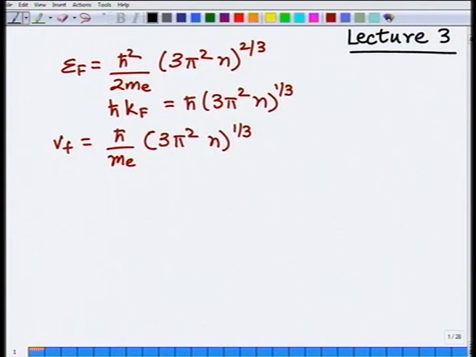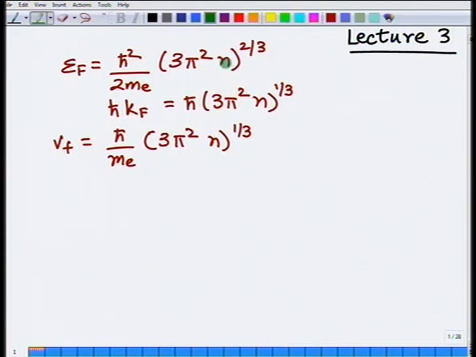Okay, welcome to lecture number 3. So, what we are going to do is we will start with where we finished off in lecture number 2. Let us recall what we did at the end of lecture number 2. We said that if you know that you have n electrons per unit volume, which is this n right here, then you start filling in different k states.